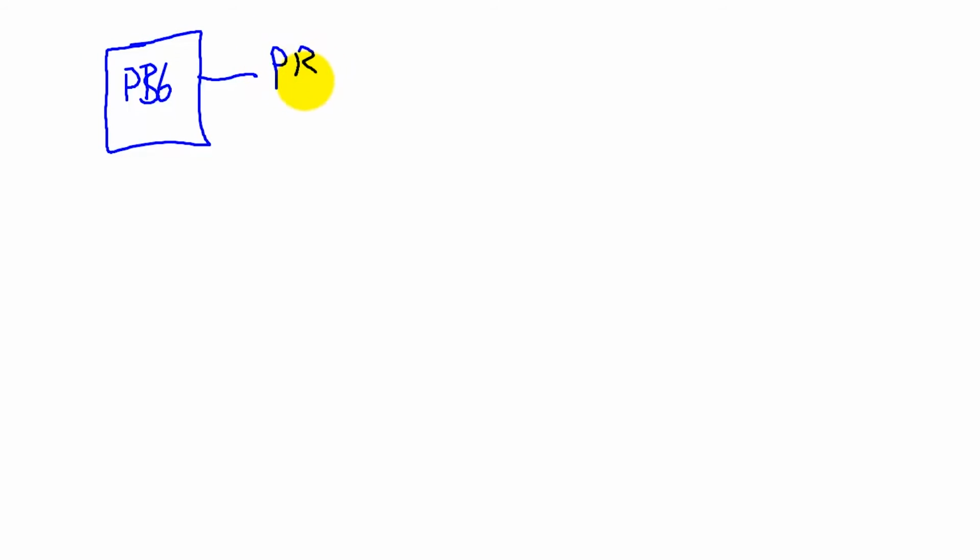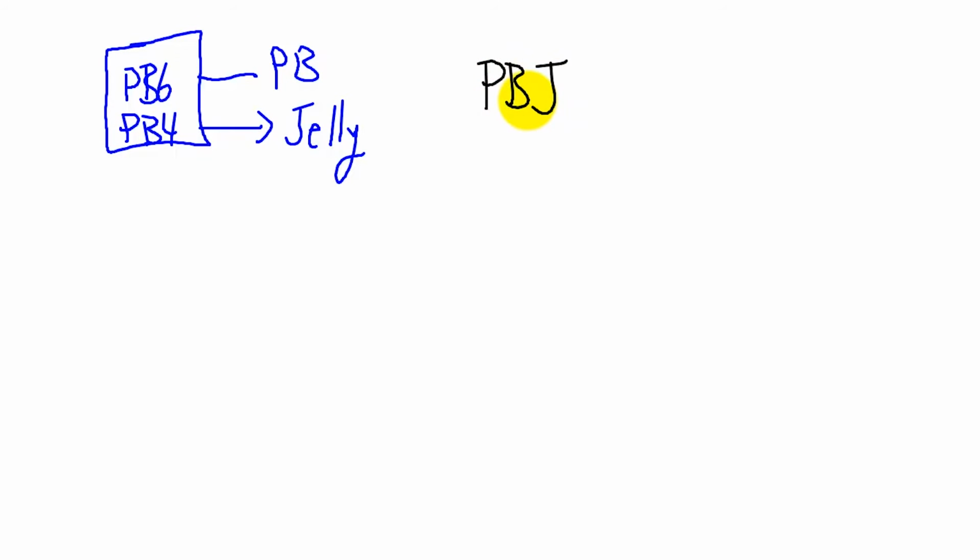Let's make it harder. Let's say I have a system where PB6 means something, like that's peanut butter. And let's say PB4 is my jelly. All right, so I got two things that together mean something. And what I want to do is to create one object called PB and J, which is the combination of the peanut butter and the jelly, which is going to be a combination of bit 6 and bit 4 of port B.